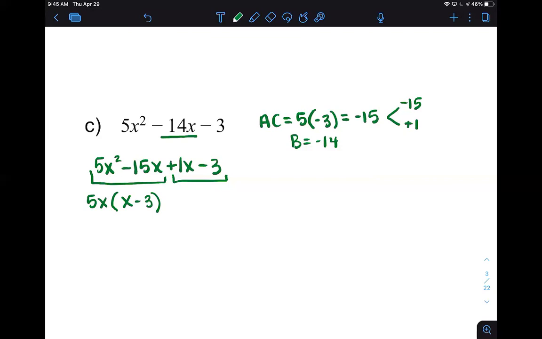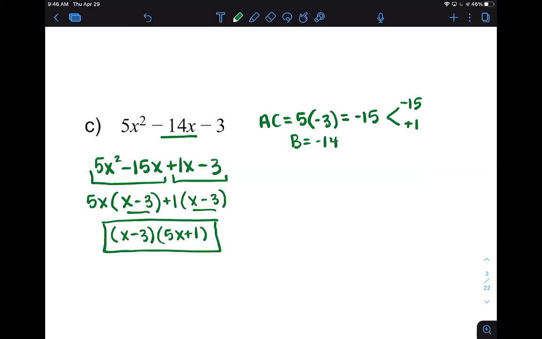1x minus 3, what's the GCF? 1. And then we're left with x minus 3. The key thing about this method is that those parentheses have to match. Do they? Yes. Since they match, we have x minus 3 times the quantity what? What's our other binomial? 5x plus 1. Good. We didn't have a GCF, so we don't need to write anything in front.